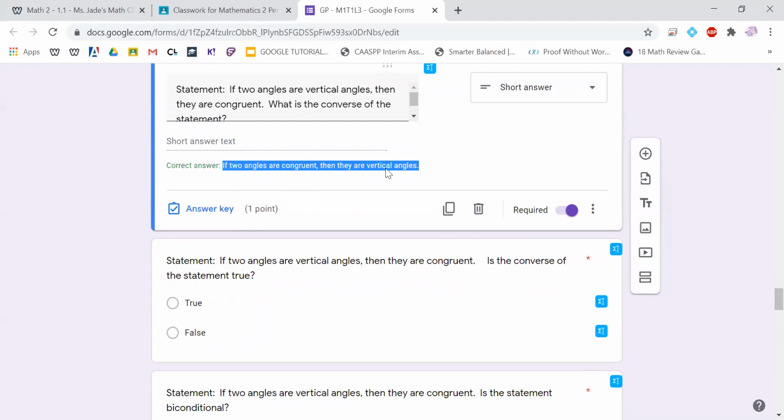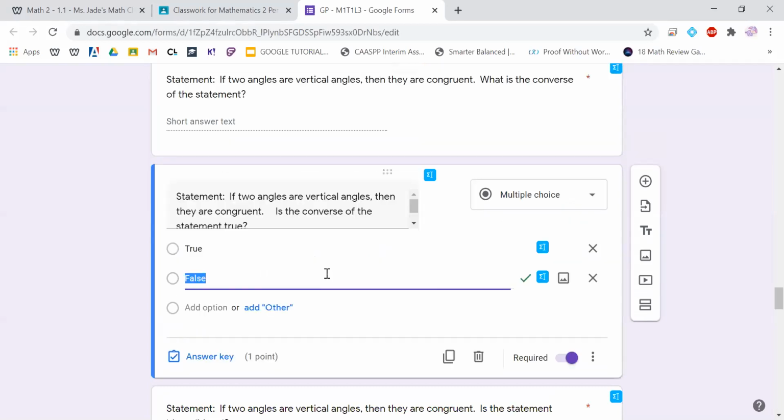This converse that we wrote over here in blue, this is a false statement. So I want you to click false over here, okay? So as you can see, false is the correct answer for this question. So the converse is not true. Our converse was false.